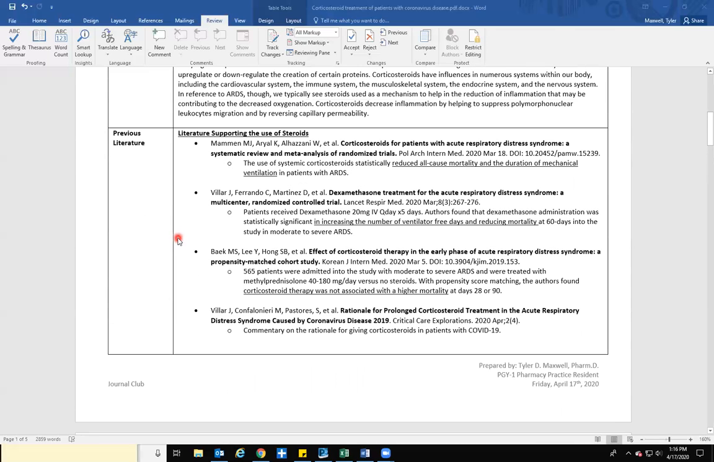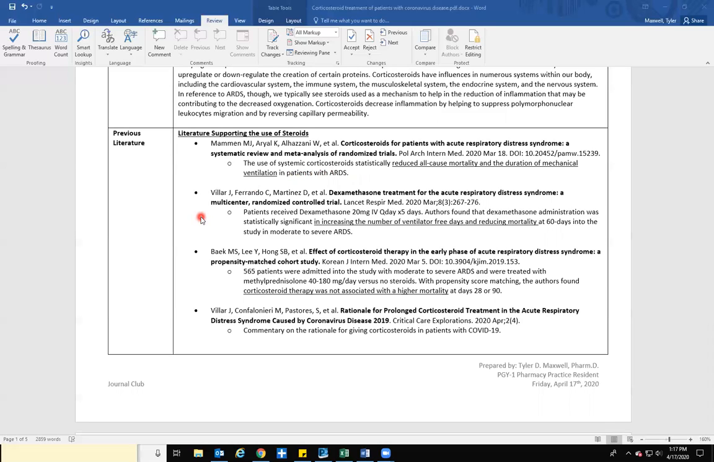And so when we're looking at articles that support the use of steroids, we're looking at mainly articles that are addressing corticosteroid use in acute respiratory distress syndrome. And so I've tried to highlight or underline here the main outcome of every study. This first study looked at corticosteroids in acute respiratory distress syndrome. It was a meta-analysis and found a reduced all-cause mortality and a reduced duration of mechanical ventilation in ARDS.